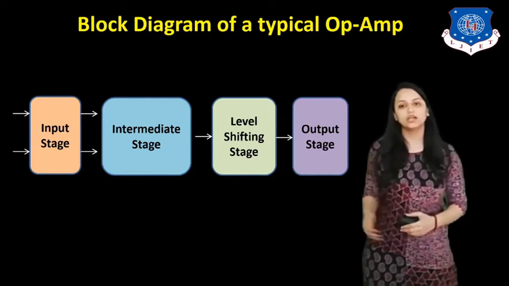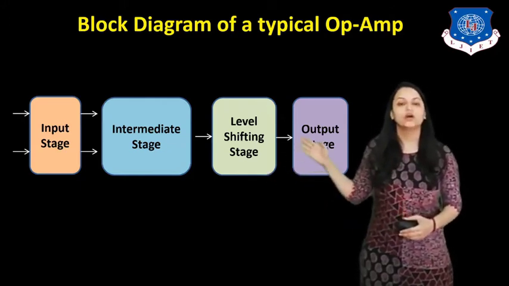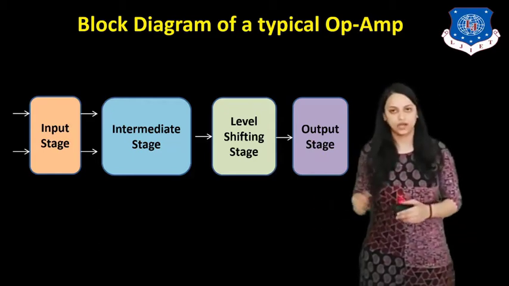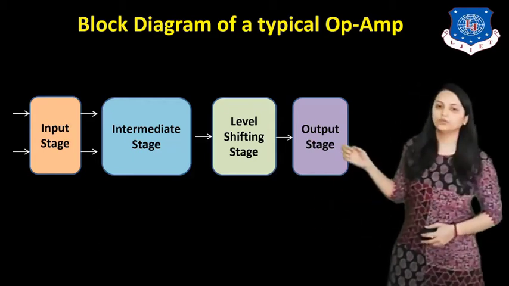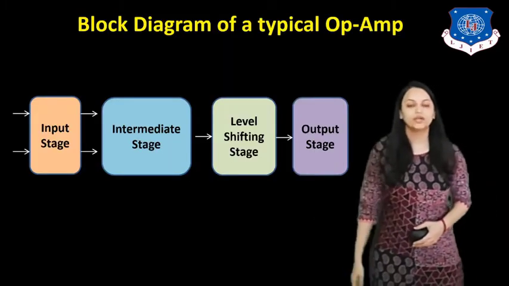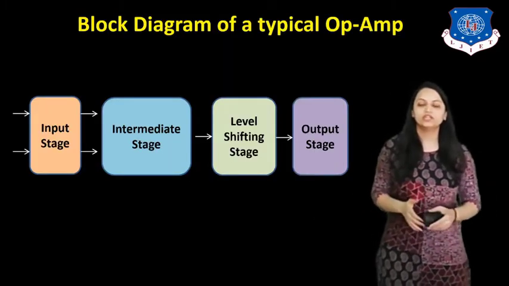The third block is the single input and single output type. That means it has only one input and one output. In the same way, the output stage has a single input and single output. Okay? So this is the block diagram of the typical op-amp.